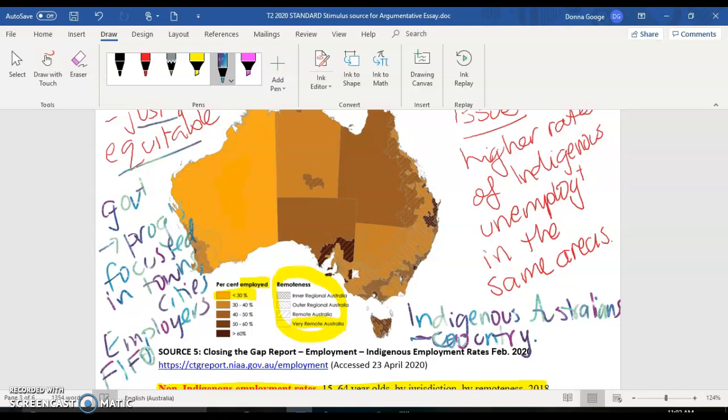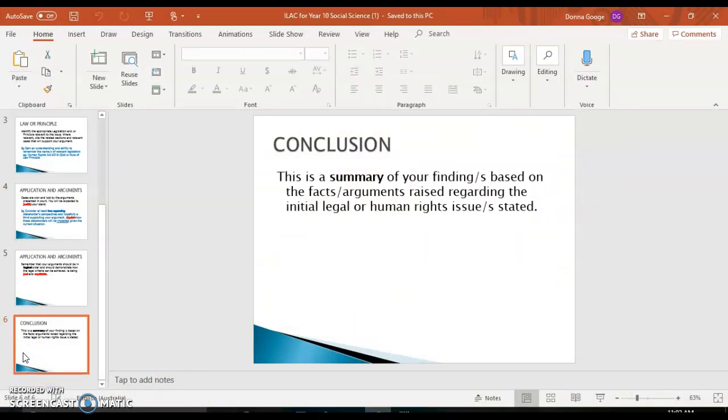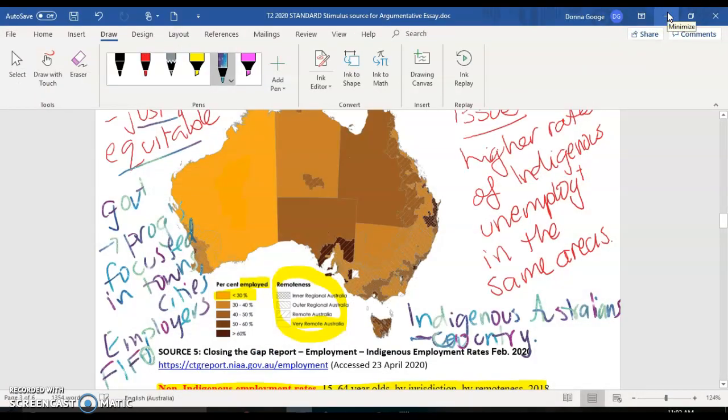And lastly, from these two maps, I'm going to draw the conclusion, as we'll see back here on the PowerPoint, that my summary of my findings is that this is a serious issue because if we don't have Indigenous Australians employed at the same rate as non-Indigenous Australians, then we are having a serious level of disadvantage in this community, perhaps higher levels of poverty and disengagement and long-term unemployment, which has an effect on communities.